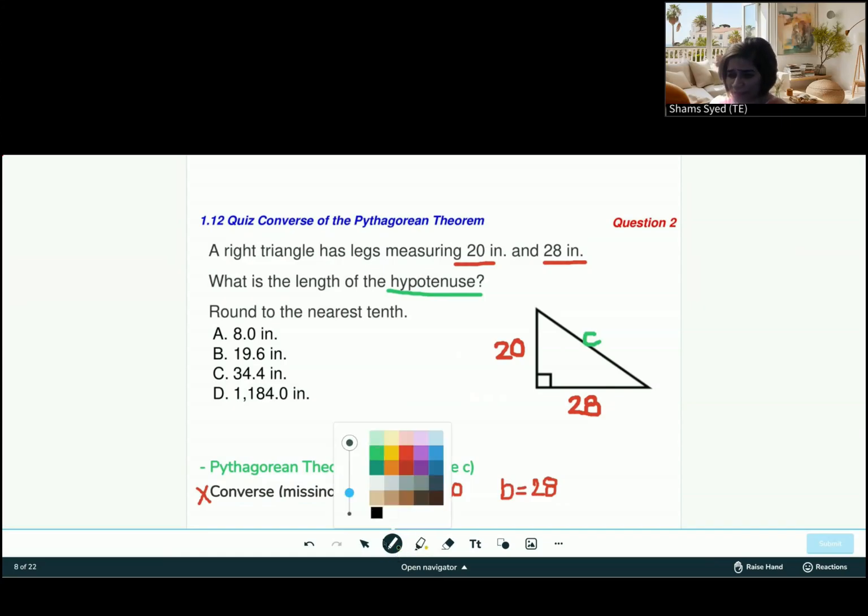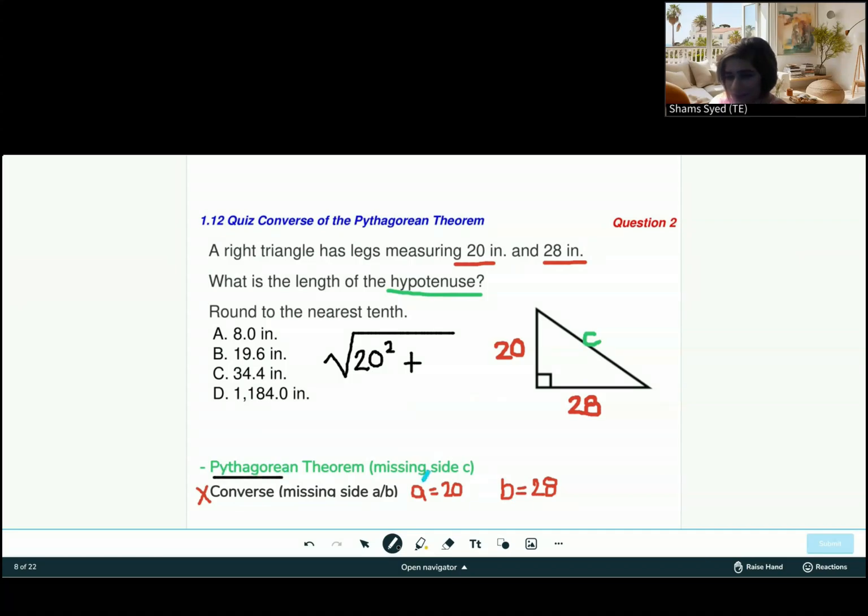How does that look like? We start with the square root symbol. Add the squares of the given sides. 20 squared plus. The Pythagorean theorem is different from the converse because it involves adding squares. 20 squared plus 28 squared. The longest side is missing, the hypotenuse is missing. That is when we use the Pythagorean theorem, which involves adding.